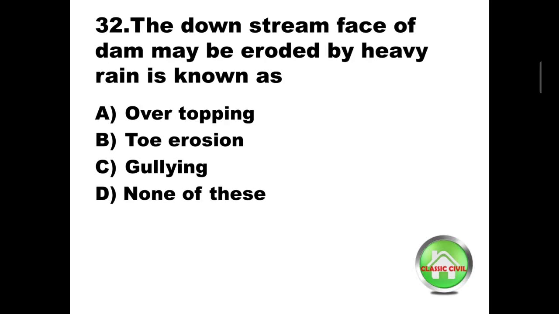Question number 32. The downstream face of a dam may be eroded by heavy rain, known as? Option A, overtopping. Option B, toe erosion. Option C, gullying. Option D, none of these. Answer is option C, gullying.